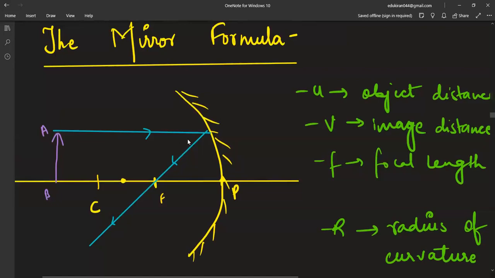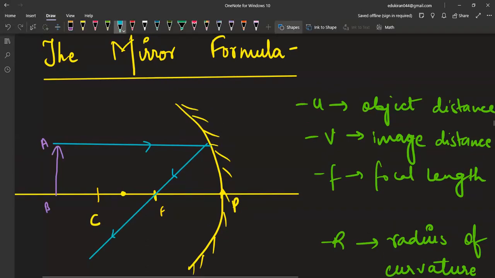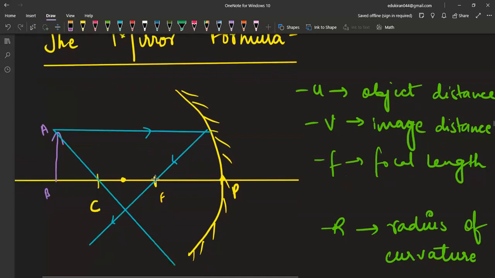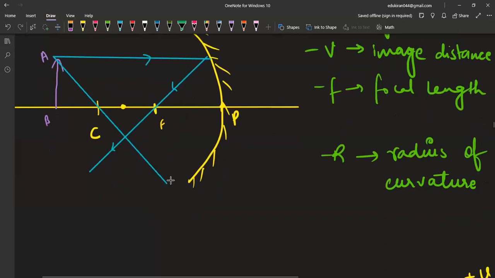Okay, so rays of light were falling. So one was that this will pass through the focus. Again, class, I'll tell you, please draw it properly in your notebooks. You will get proper images. Then second is passing through the center of curvature. This is the center of curvature.